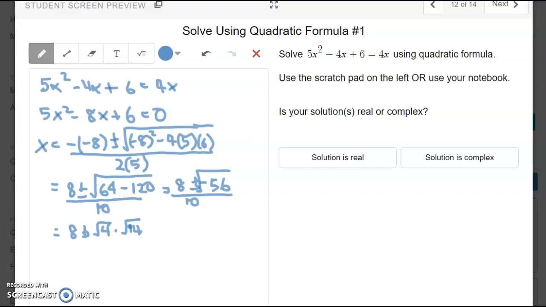4 times 14 is 56, and to that we also need to multiply by negative 1 because we had negative 56 all over 10, and that is the same as 8 plus or minus the square root of 4, which is 2, and the square root of 14 I cannot do anything with, and the square root of negative 1 is i, so it's going to be i root 14 all over 10.